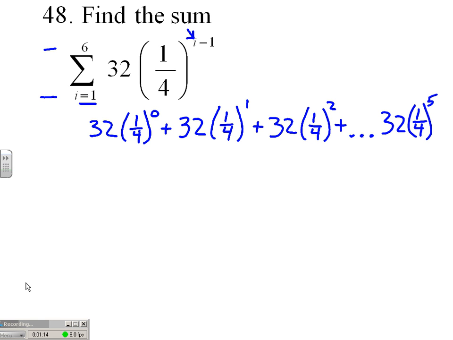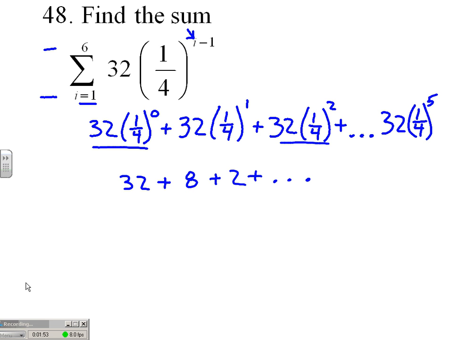And I see that my first term, 32 times 1/4 to the 0, would be 32 times just 1, or 32, plus 32 times 1/4, 8, plus 32 times 1/4, 8, times another 1/4, 2, plus dot, dot, dot, until I get to 32 times 1/4 to the 5th. Okay, we could certainly write those terms out. We're going to get some fractions, add some fractions along the way.